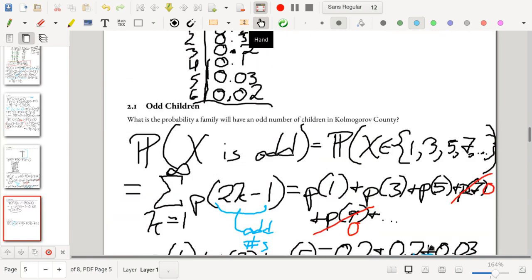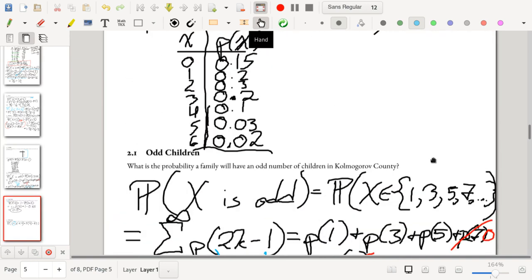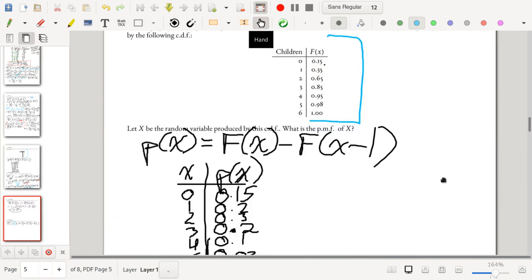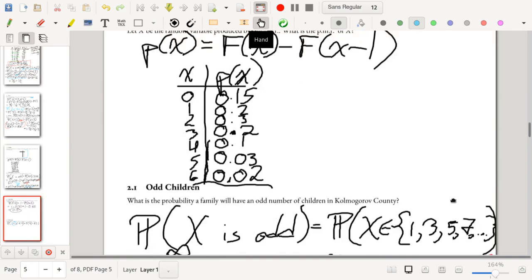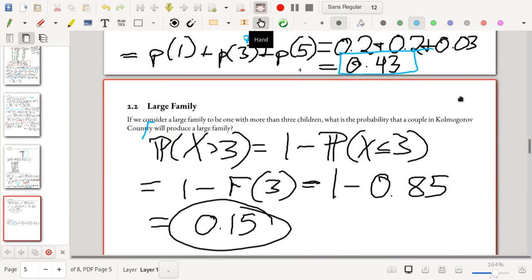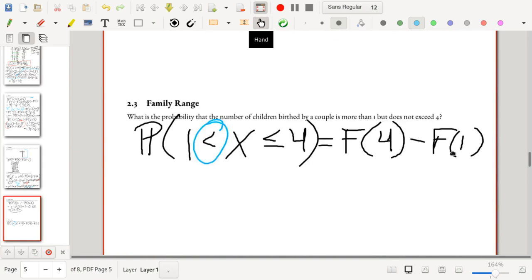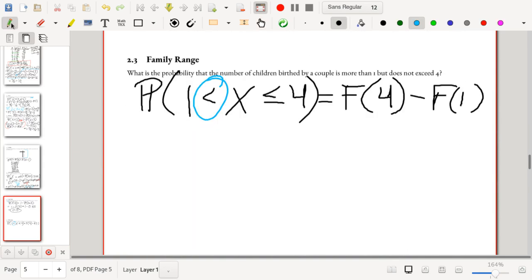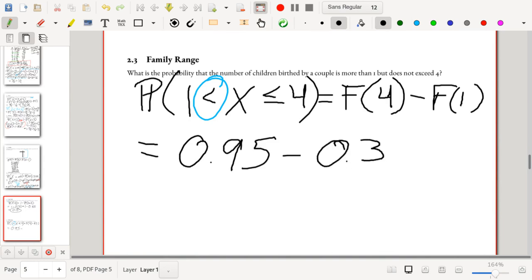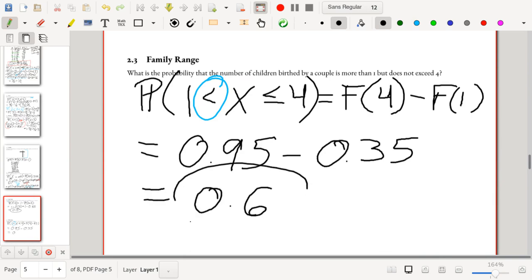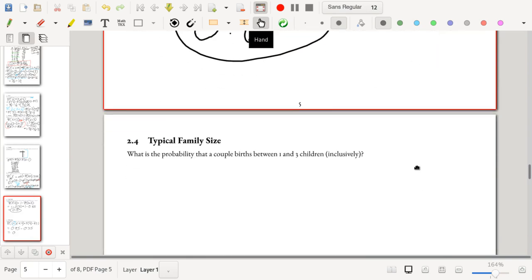All right, so F of 4 is 0.95, and F of 1 is 0.35. So this is 0.95 minus 0.35, which is equal to 0.6. All right, so the probability is 0.6.